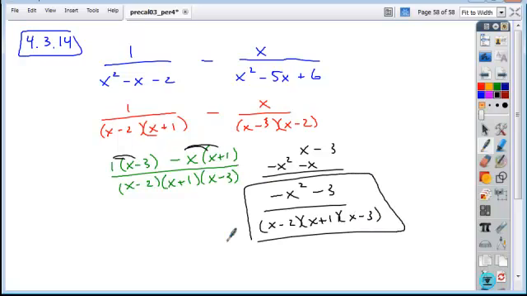Okay, there are no factors that cancel. Okay, so you can leave it in this form. There's no factors were removed from the denominator, so you don't need to identify any domain restrictions either.